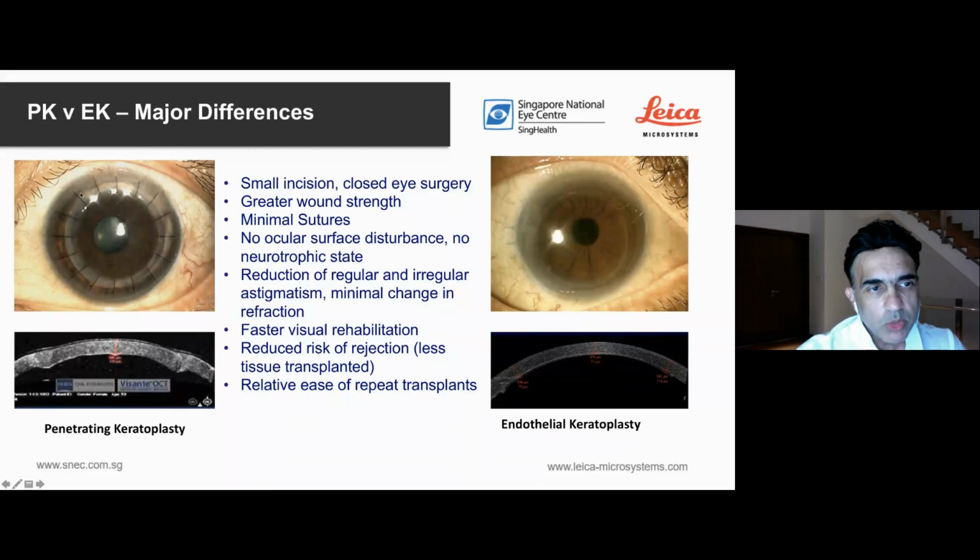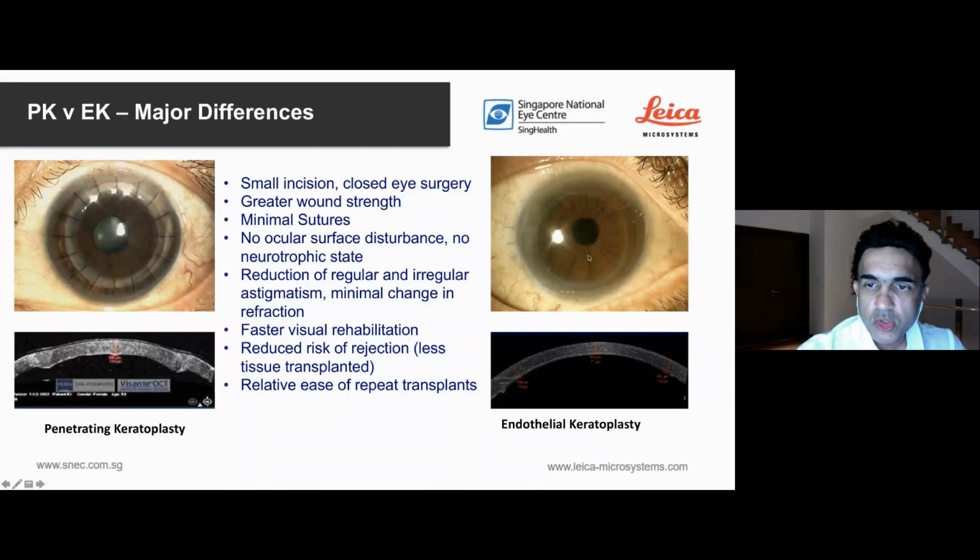So you see over here, we have the large incision all the way around, while here with this EK technique for DSAEK, you have just a small 4.5 millimeter incision. So you get greater wound strength. The eye is tectonically stronger than with a full thickness penetrating keratoplasty. There's a minimal number of sutures, so you have no issues on the ocular surface with respect to ocular surface disturbance.